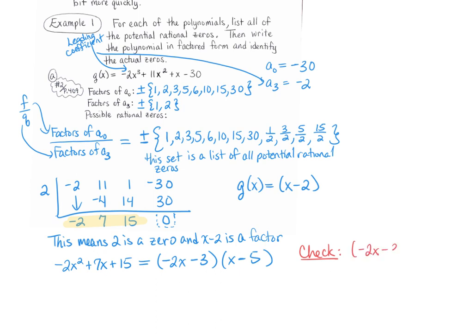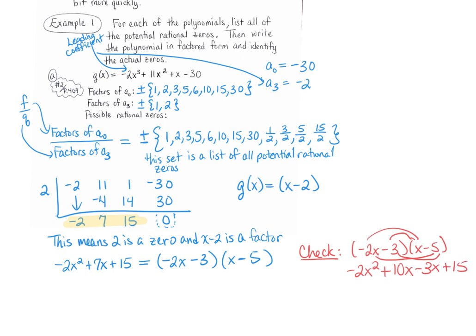What do we do to check this? We use FOIL, good. So first, -2x squared, outer, plus what? Outer gives us what? Negative 10x. -10x, positive 10x. Inner gives you what? -3x, good. Last gives you 15, plus 15.